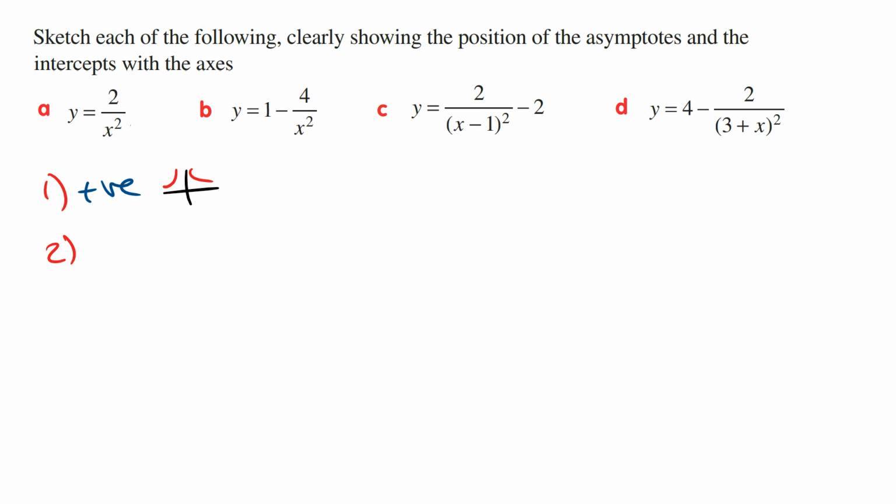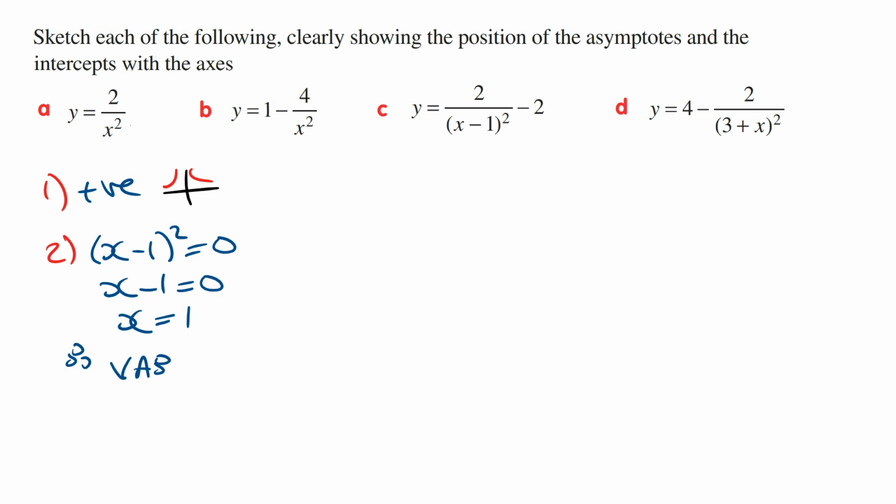Step 2, for the vertical asymptote, we let x minus 1 squared equal 0, which means x minus 1 is equal to 0, and so x is going to be 1. And so the vertical asymptote is going to be the line x is equal to 1. The horizontal asymptote is going to be the line y is equal to minus 2.